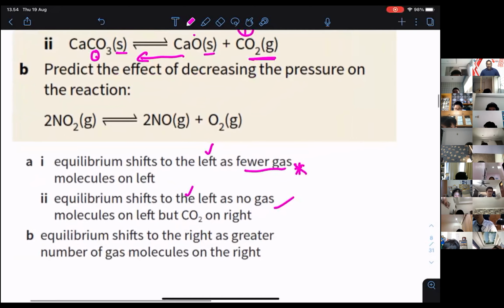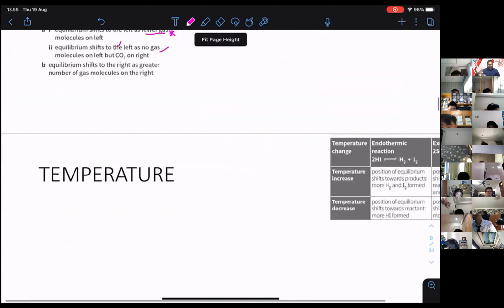Now, what if we have a different type of question? Predict the effect of decreasing pressure on this reaction. I think this one is not so different. This is simple. This is 3 and 2. If you decrease the pressure, you need to increase the pressure. You are going to have more NO, you are going to get more oxygen. So it means the decomposition is going to be more. Also remember NO2 is a brown gas. So if they ask you the observation, the brown color will become slightly colorless or faded. You can mention all this. So that is about pressure.